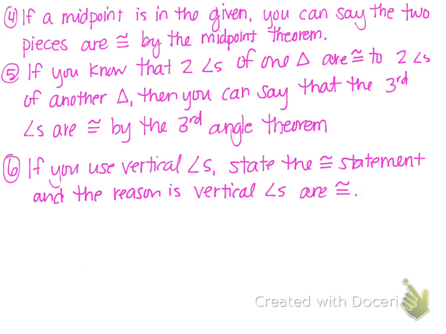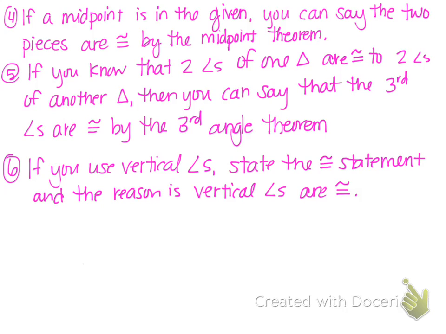The 4th tip is, if a midpoint is given, you can say the 2 pieces are congruent by the midpoint theorem. The 5th tip, if you know that 2 angles of one triangle are congruent to 2 angles of another triangle, then you can say that the third angles are congruent by the third angle theorem. We don't use that very often, but it could be very useful.